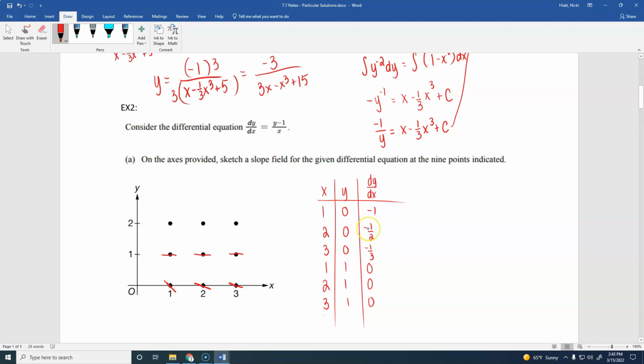And then we've got 1, 2, which is going to give us a +1. 2, 2, which is going to give us a +1/2. So less steep, but still positive. And then 3, 2 will be 1/3. And so that'll be a little less steep here.